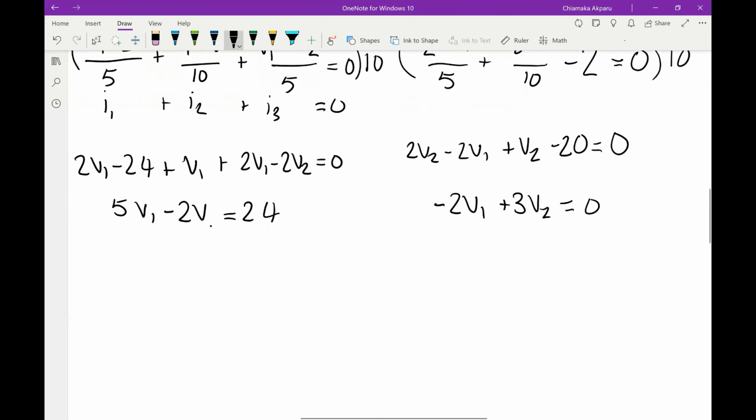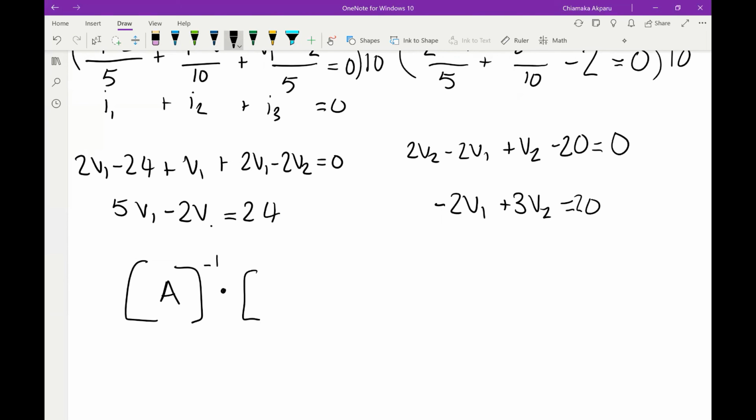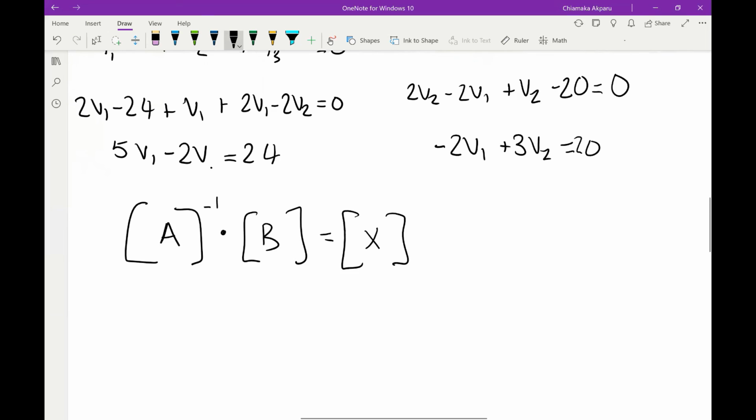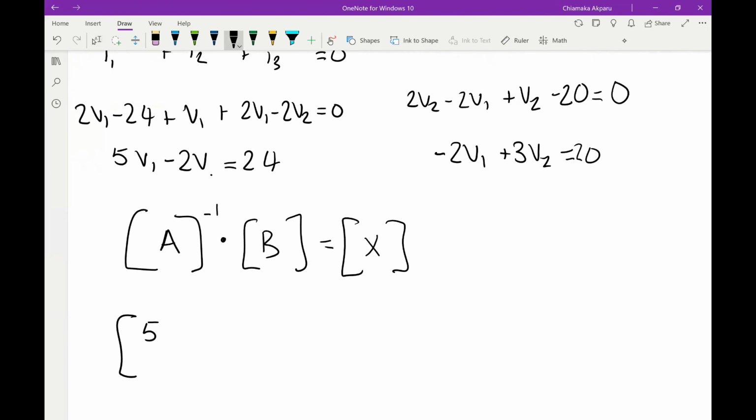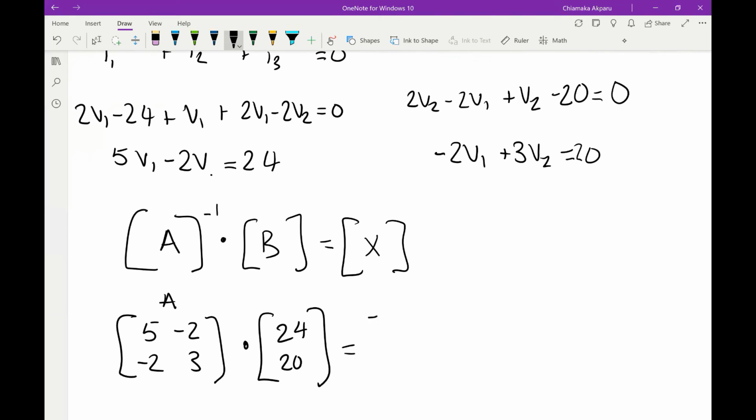Now we're going to do simple matrix math to help us solve for this. We're going to use the formula: the inverse of A times B is equal to the unknown matrix, where A is the coefficients. So let's see what that looks like with the values filled in. It's going to give us 5, negative 2, negative 2, 3. This is matrix A times the B matrix, which has 24 and 20, and that's going to be equal to our unknown matrix V1 and V2.